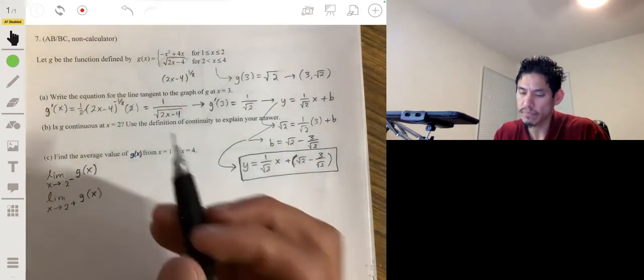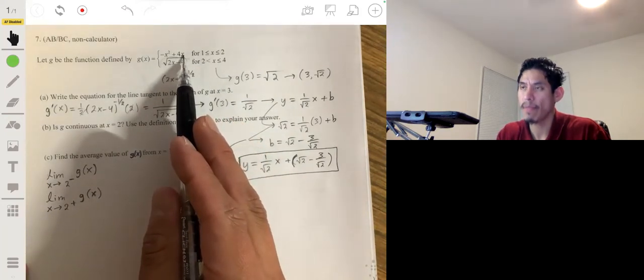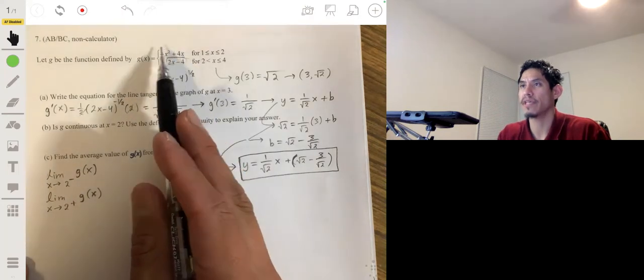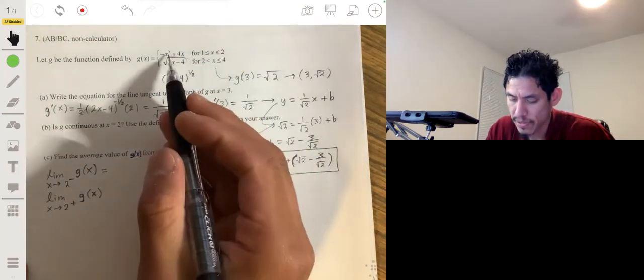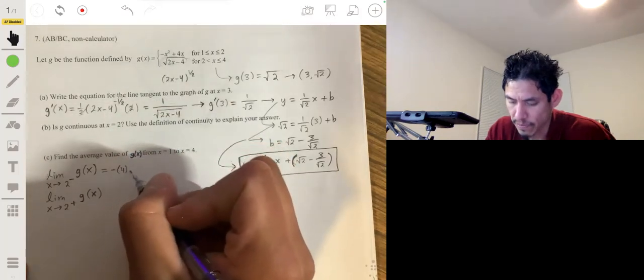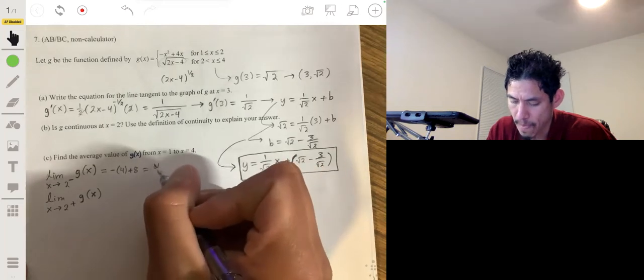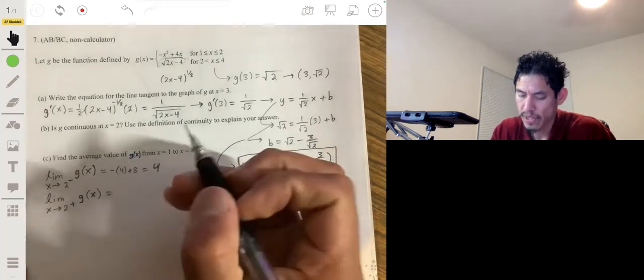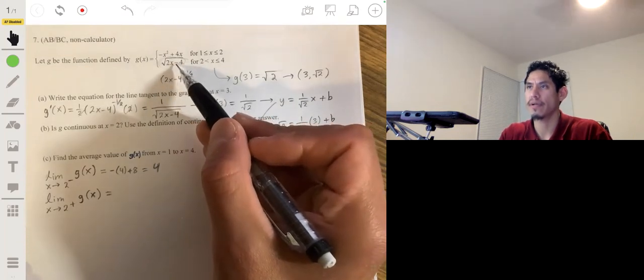So if we're coming from the left side, we're going to plug 2 into here. So this will be negative 2 squared, so negative 4 plus 8. So we'll get 4. And if we were coming from the right side, we would plug 2 into here.